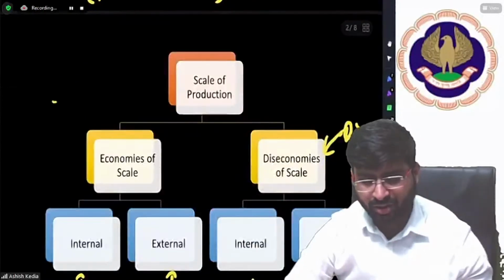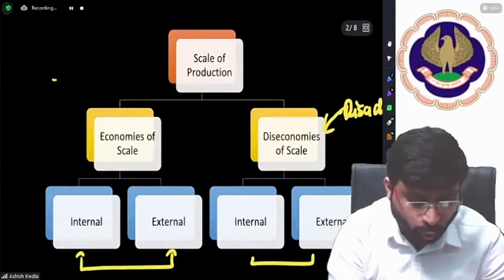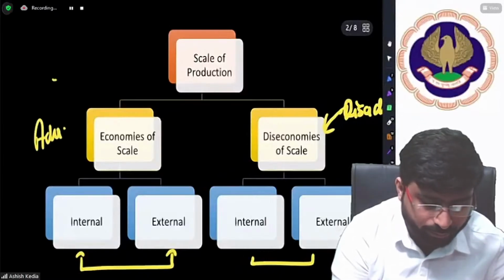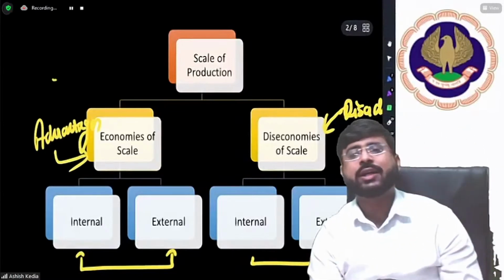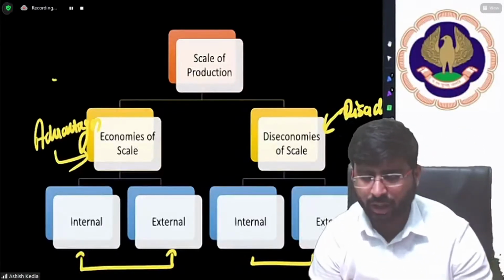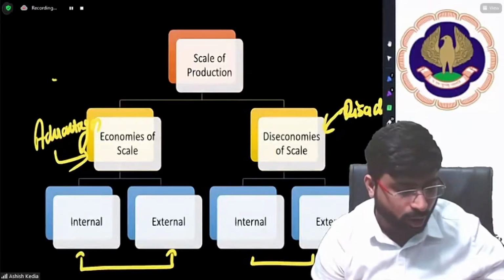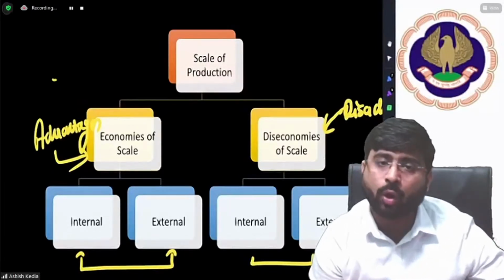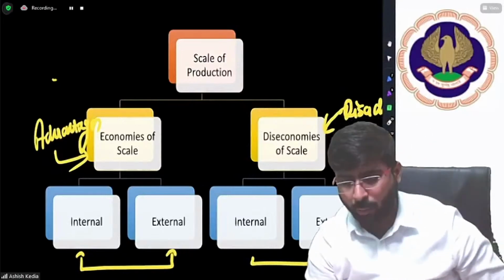Again, we discussed the advantages and disadvantages. The advantages that accrue to the firms in the long run are called economies of scale, while the disadvantages that accrue to them in the long run are called diseconomies of scale. Remember, diseconomies always operate only when you exceed the optimum level.